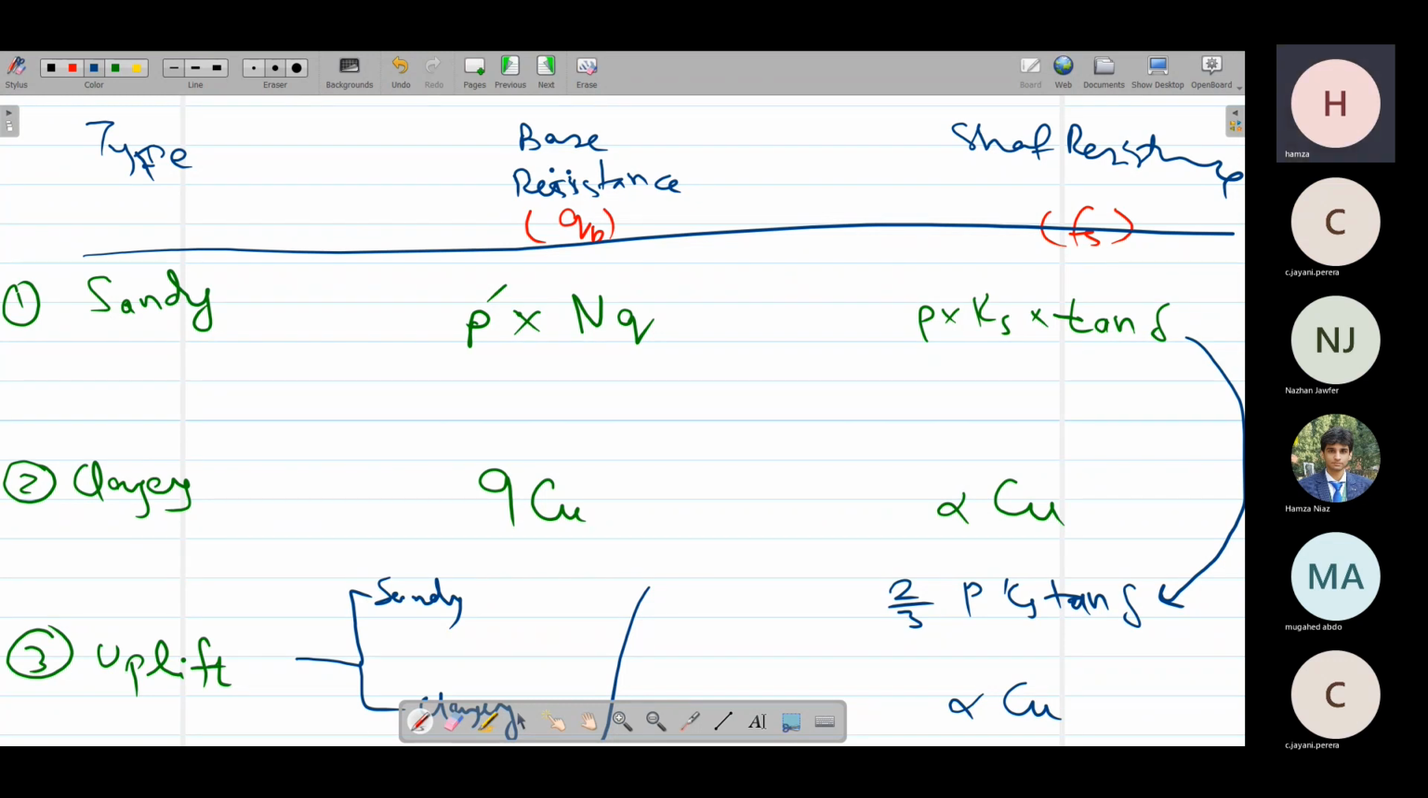So these are simply formulae. Can you repeat it again?